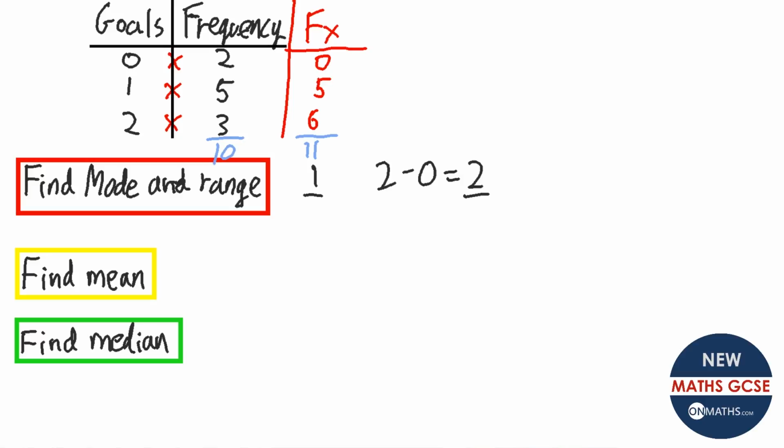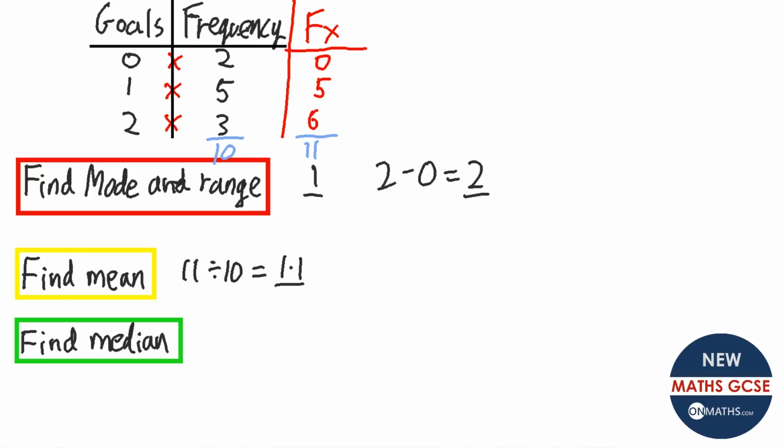So to work out the mean, it's always going to be the same. It's always going to be adding them all up. When I've done that, I've got 11. And divide that by how many matches there were, or how many numbers there were, and there was 10. So 11 divided by 10 is 1.1. It's absolutely okay to get a decimal for a mean.